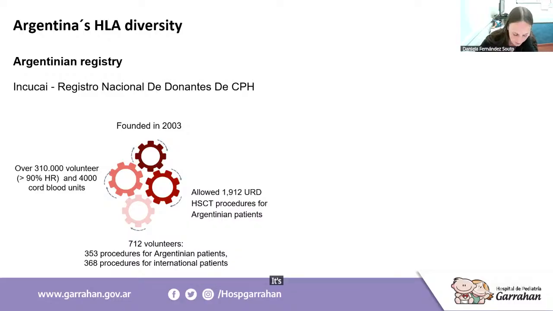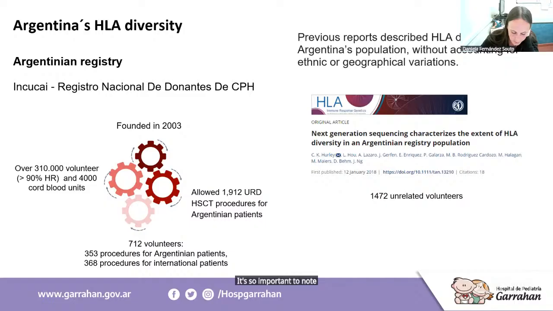It's important to note that previous reports have described HLA diversity in Argentina's population without considering the country's ethnic or geographical variations.